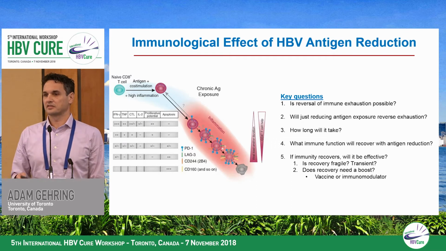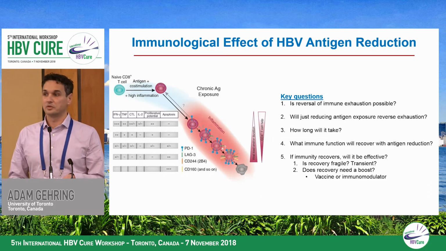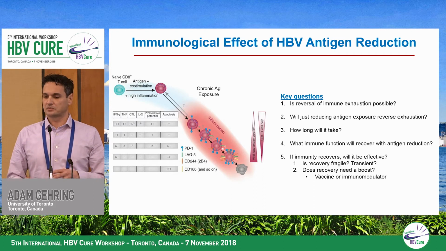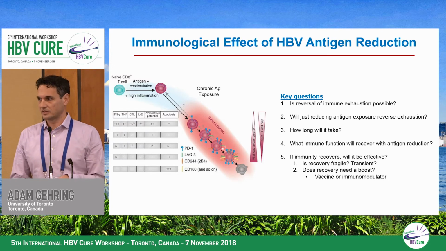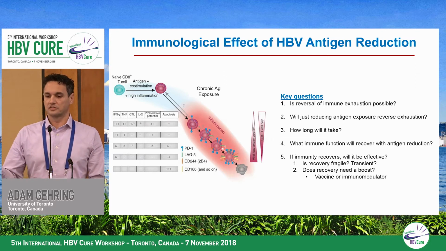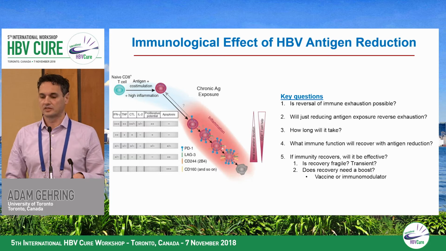So coming back to looking at the immunological effect of HBV antigen reduction, I think there are really some key questions that need to be addressed as we move forward. Is reversal of immune exhaustion even going to be possible? I think this is likely, but still an open question. Will just reducing antigen exposure be enough to reverse exhaustion? If so, how long will it take? And if you can, what actual immune function? If you can walk back this kind of inhibitory pathway, how far can you go back? Which immune functions will be recovered if you lose S antigen?